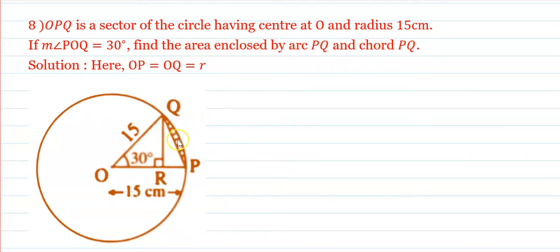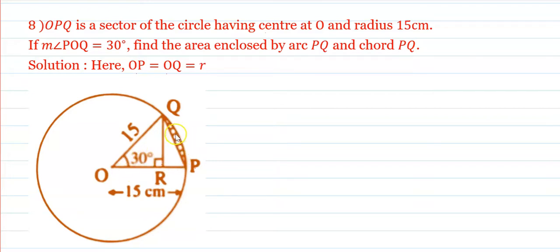We want to find out the shaded region. OP is equal to OQ is equal to R, that is the radius of the circle. Measure of angle POQ is 30 degree. If you draw the perpendicular, by the 30, 60, 90 theorem we can find this height QR, and that is half of the hypotenuse. So the height will be 15 upon 2. Then we can find the area of this triangle.